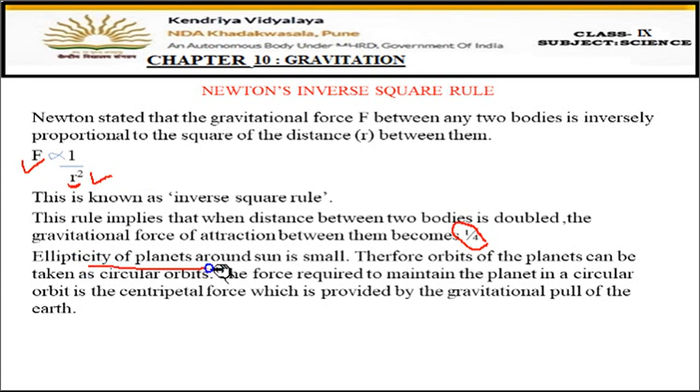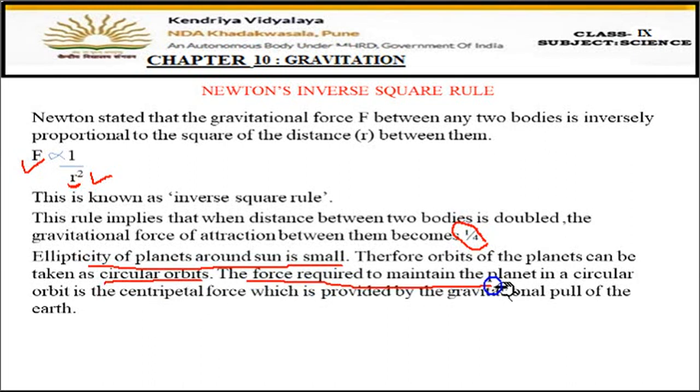Now, the ellipticity of planets around the sun is small, right? The orbits which we say are elliptical in nature are actually not very elliptical. That ellipticity is very small. So, for our convenience, we assume that the orbits of the planets are circular orbits. For study, it is considered that planets move in circular orbits. Actually, they are elliptical, but not that much. So, we can consider that the orbits are circular.